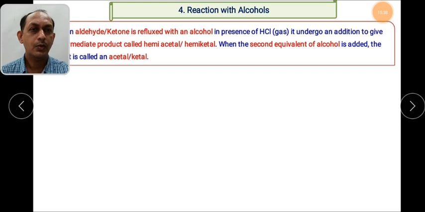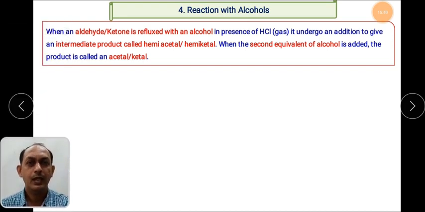So what have we understood? If you want to prepare primary, secondary, tertiary alcohol, I will repeat. For primary alcohol, take formaldehyde. For preparation of secondary alcohol, take aldehyde other than formaldehyde. For tertiary alcohols, take ketones. Let us see.